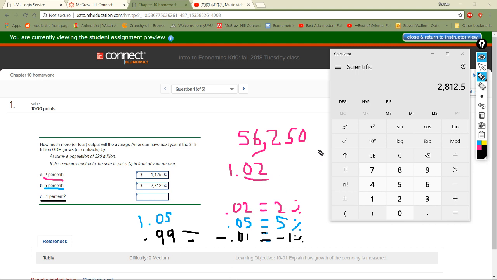So I take my base, so I'm going to go back up here. 56,250 times 0.99 equals, all right, but is that what it's looking for? Nope. We got to minus the original. Minus 56,250. We end up with negative 562.5. That's what we end up with.